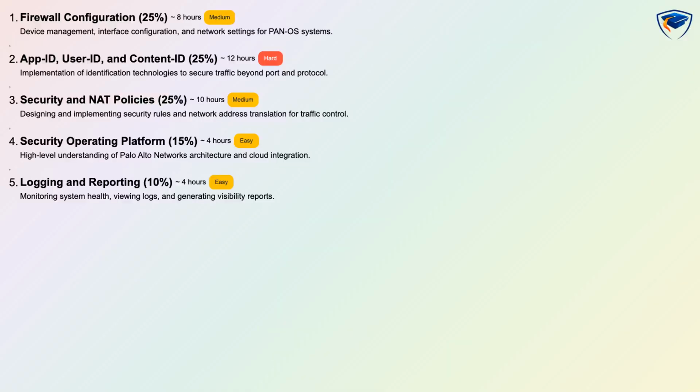Overview. The exam covers 5 domains with precise weights and estimated learning effort totaling 38 hours. Firewall configuration is 25%, App ID, User ID, and Content ID is 25%, Security and NAT policies is 25%. Security operating platform is 15%, and logging and reporting is 10%. Each domain mixes conceptual and scenario-based assessment, so expect both theory and practical scenarios on the test.